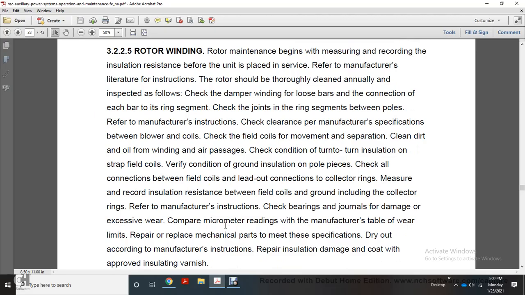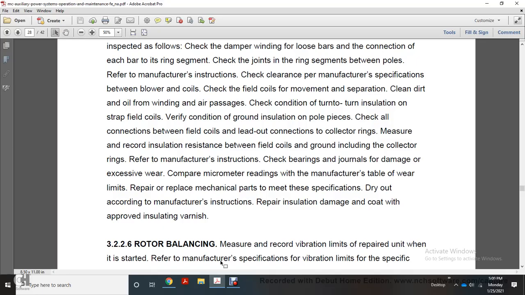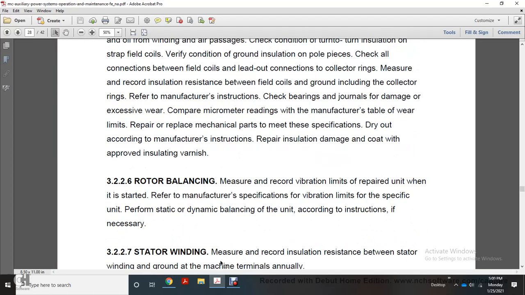Check the bearing journal for damage and excessive wear. Compare micrometer readings with the manufacturer table of wear limits. Repair and replace mechanical parts that do not meet these specifications. Dry out. According to manufacturer instruction, repair insulation damage and coat with approved insulation varnish.